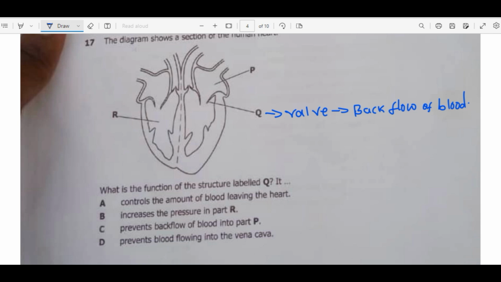So let's look at the multiple choices. A, controls the amount of blood leaving the heart, no. B, increases the pressure in part R, no. C, prevents backflow of blood into P. So the answer is C. Whenever this closes, the blood will not go in this direction, but will move in this direction. So therefore, the function of the valve Q is to prevent the backflow of blood into the left atrium.